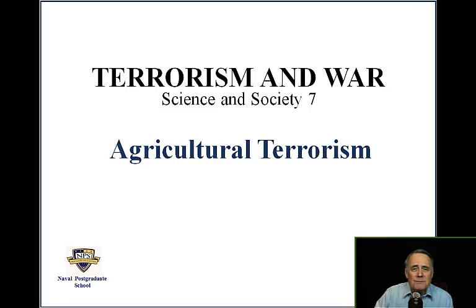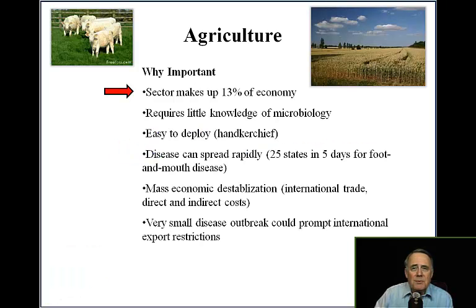Agricultural terrorism. This sector makes up 13% of the economy. It requires little knowledge of microbiology for agricultural terrorism. It's easy to deploy, for example, disease in a handkerchief. The disease can be spread rapidly, 25 states in 5 days for foot and mouth disease, for example.